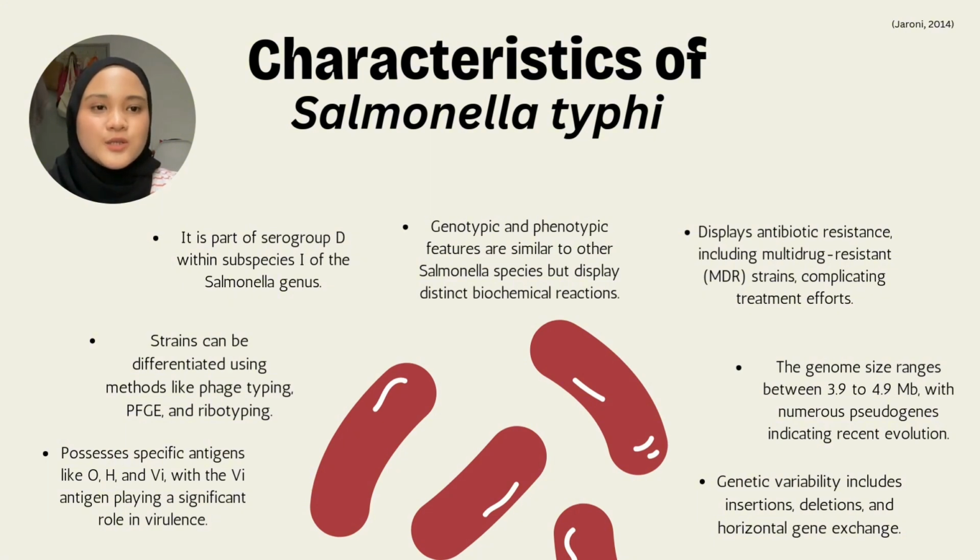First, it belongs to serogroup D within subspecies 1 of the Salmonella genus. Second, strain differentiation method: differentiation can be done using techniques such as phage typing, pulsed-field gel electrophoresis (PFGE), and ribotyping. Third, antigenic properties. It possesses specific antigens, which are O antigen, H antigen, and Vi antigen, which significantly contribute to the virulence.